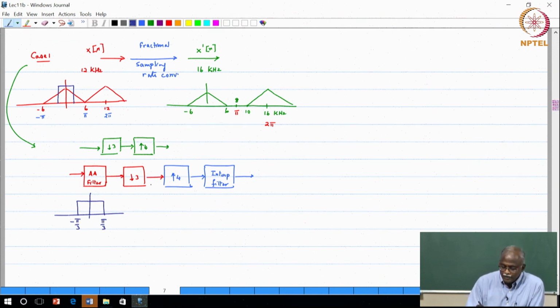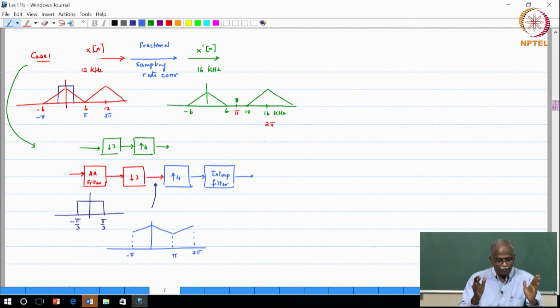So, now the spectrum at this point is going to be as follows. After the downsampling, this is minus pi, this is pi, and this is 2 pi. So, basically I have chopped off a portion of the spectrum because of the anti-aliasing filter, then the downsampling process basically stretched the signal, and so now it is sitting between minus pi to pi.